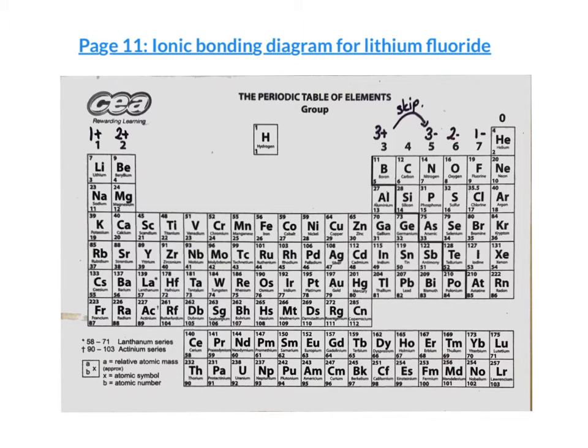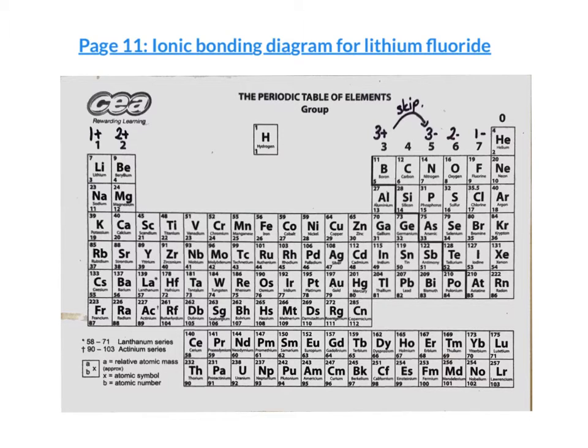Hi everyone, we're looking at page 11 today, where you're asked to draw an ionic bonding diagram for lithium fluoride. Now I've uploaded this page, the periodic table as you know it, but I've added some annotations so you can see for group 1 I've added 1 plus, group 2, 2 plus, group 3, 3 plus. I've skipped over group 4. For group 5 I've got 3 minus, group 6 is 2 minus, and group 7 is 1 minus.